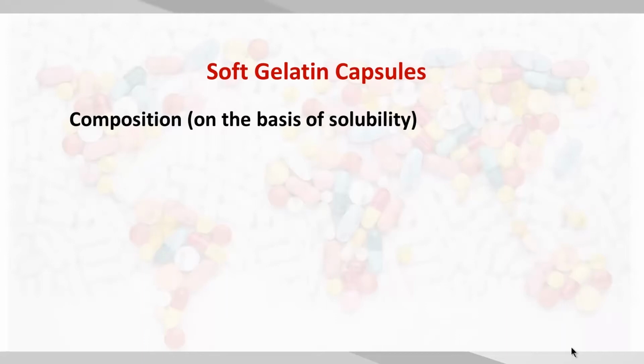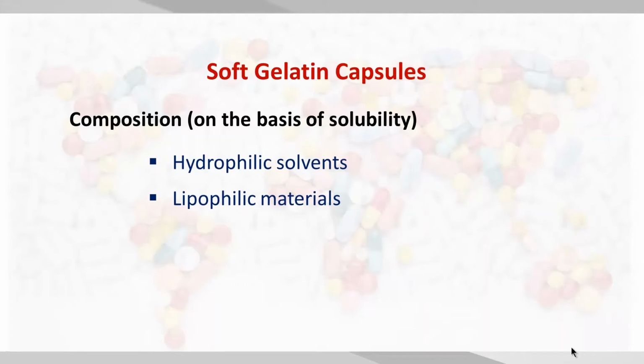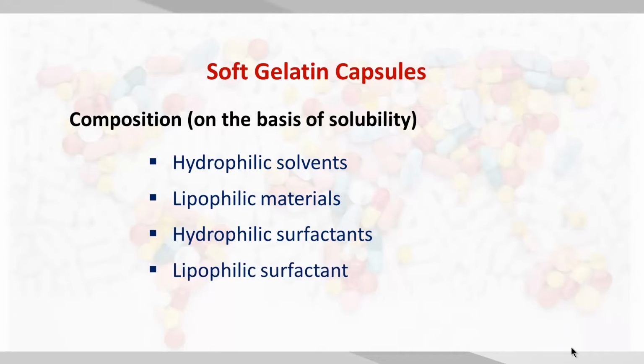On the basis of the solubility of the material being used to formulate the soft gelatin capsule, we can classify the composition in hydrophilic solvent like water or chloroform or methanol. Chloroform is not generally used in case of soft gelatin capsule, but methanol is used in a few formulations. Lipophilic material like vitamins. The third category is hydrophilic surfactants, the fourth category is lipophilic surfactants, and the last is co-solvents.